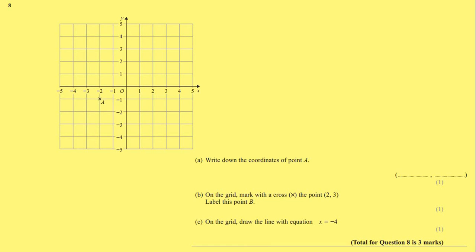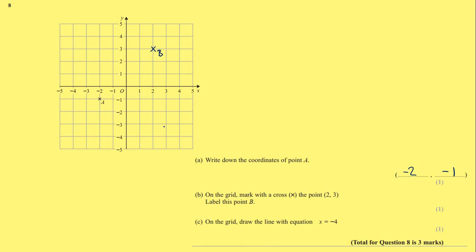Next, write down the coordinates of point A. Now, x on the deck, y in the sky, along the corridor, up or down the stairs. Well, the first number that we go to is -2 and then down to -1. Make sure you get those in the right order. -2, -1. On the grid, mark with a cross the point 2, 3. So along the corridor to 2, up the stairs to 3, that's where it'll be. It says label this point B.